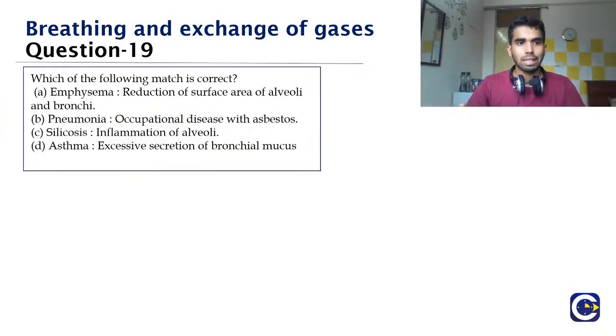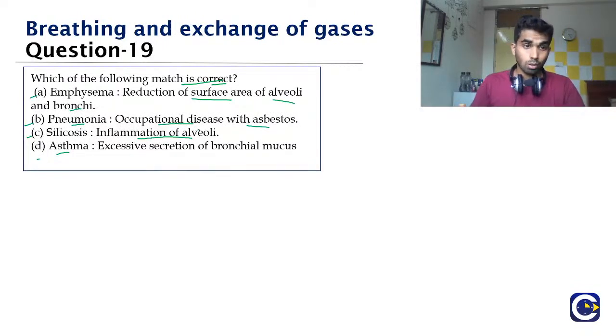Now coming to question number 19. Which of the following matches is correct? Option A, emphysema is the reduction of the surface area of the alveoli and the bronchi. Option B, pneumonia is an occupational disease with asbestos. Option C, silicosis is the inflammation of the alveoli. And option D, asthma involves excessive secretion of the bronchial mucosa. So what will be the answer for this question?